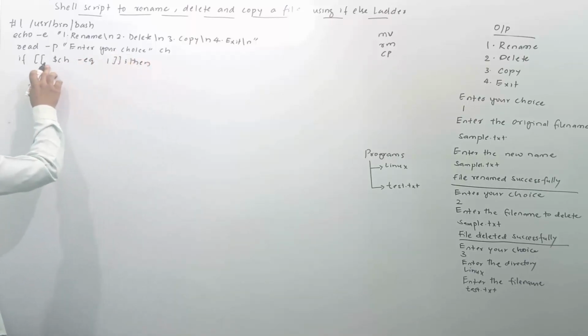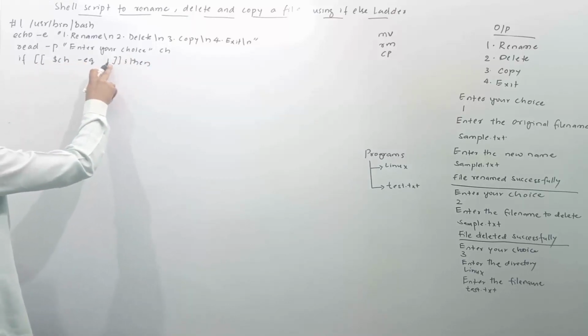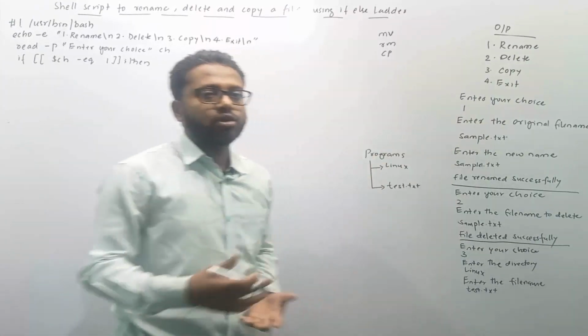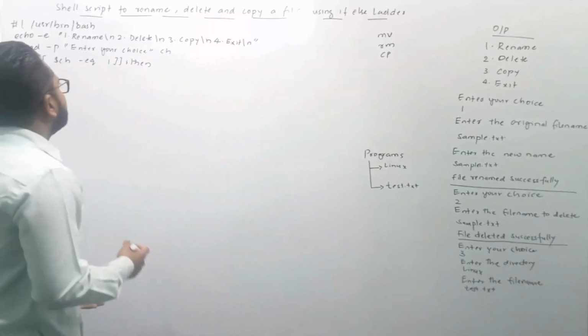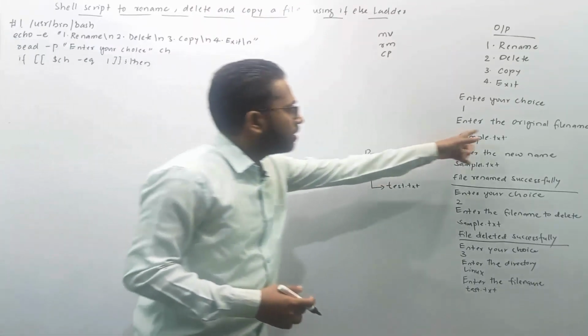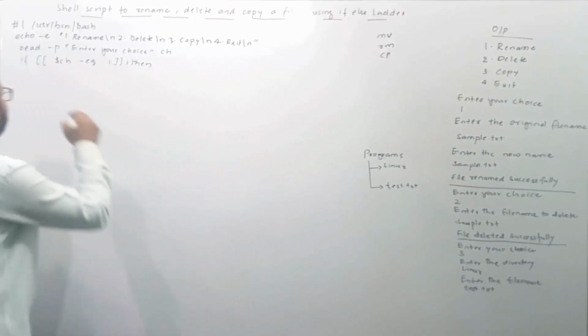Okay, there should be spaces here. There should be a space here, here, at this place, here also, and here also. Okay, so what if the user enters 1? That means user wants to perform the rename. So first I need to ask the user to enter the original file name.